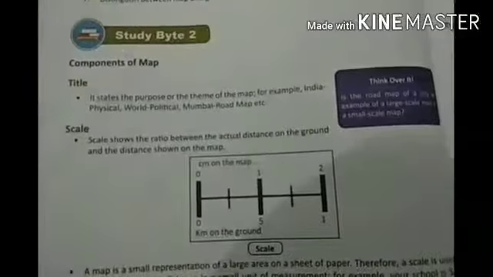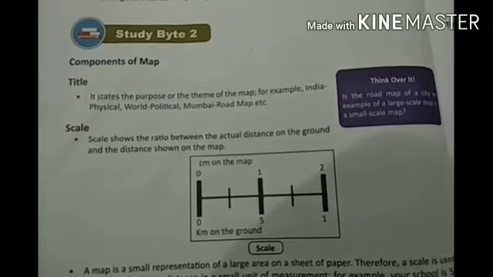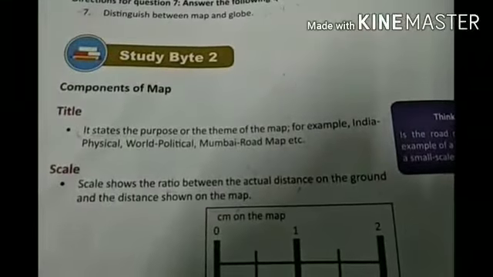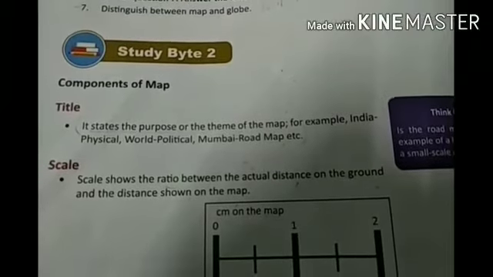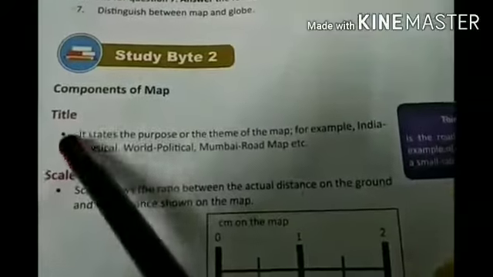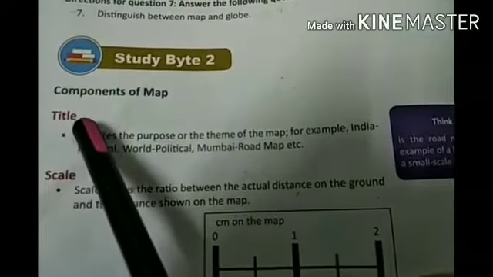Children, we are going to study about components of a map. Now there are three main components of a map. They are scale, direction and conventional symbols. Now the first thing which we will study in components of a map is the title.